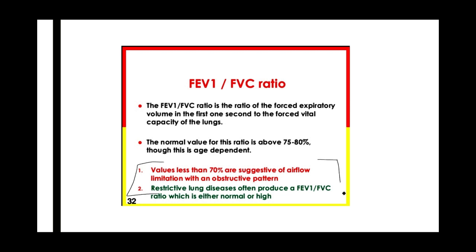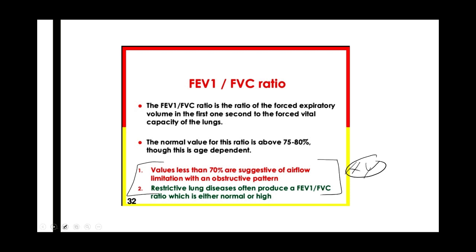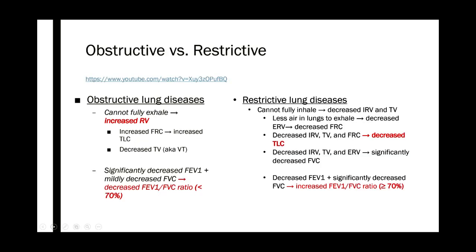This is very important. High yield. Here's a YouTube video further going into it, and this sums it up. So like in obstructive lung diseases, you cannot fully exhale. You have air trapping. And then restrictive lung disease is the opposite. You cannot fully inhale because there's fibrosis or something that's preventing you from taking a full breath.